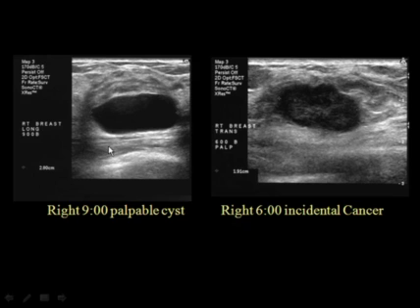So here we have the patient's area of palpable thickening on ultrasound. She has a simple cyst. It's anechoic. It has increased through transmission, well circumscribed. So this is what she felt.